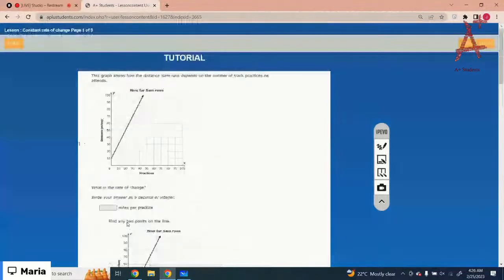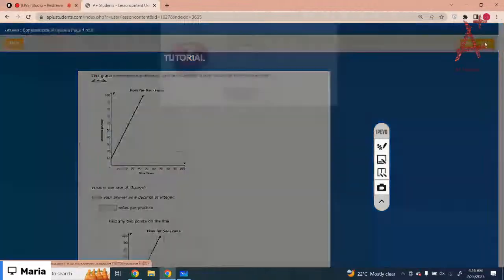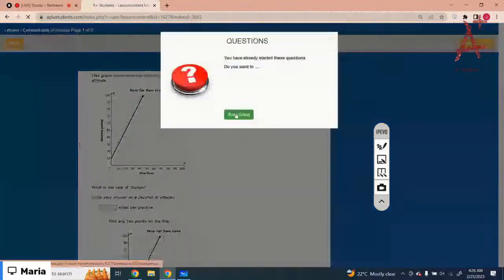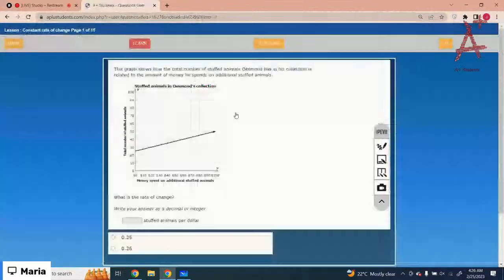Let's start with the practice question. We'll do the question on the board. Okay, let's start with the first example. The graph shows how the total number of stuffed animals Desmond has in his collection is related to the amount of money he spends on additional stuffed animals. Got it? What is the rate of change?